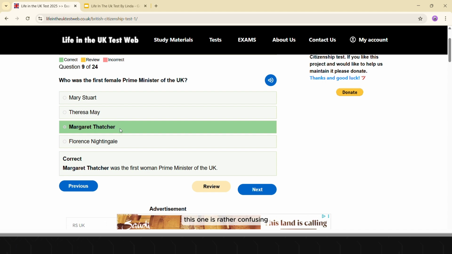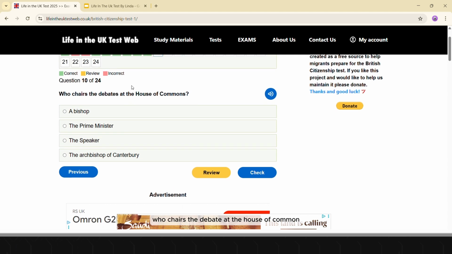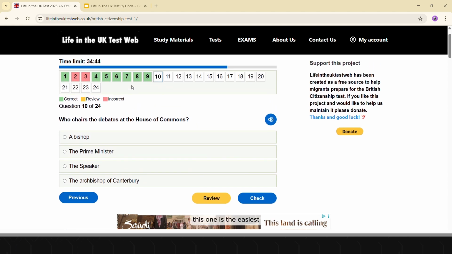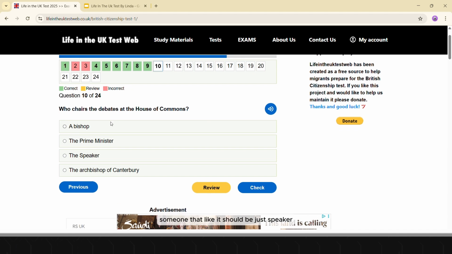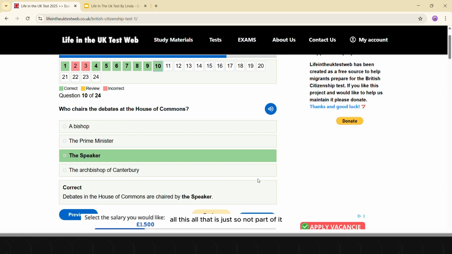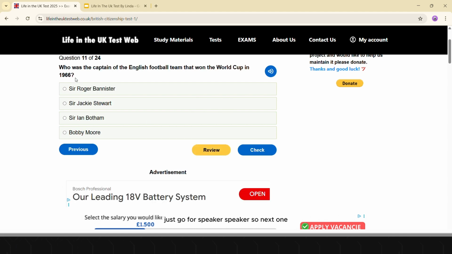This one is rather confusing, but over time you get to know it. Who chairs the debate at the House of Commons? This one is the easiest. I didn't even think twice when I saw this one. It should be just speaker. All the others are not part of it. Just go for speaker. So next one.